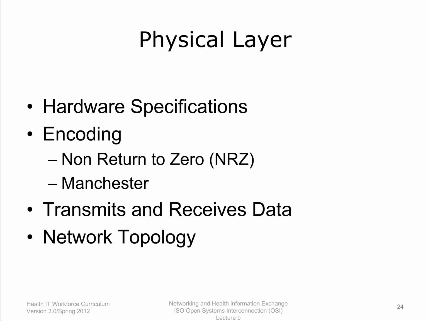This is the process of taking the data, zeros and ones, and turning it into an electrical, optical, or wireless signal that is transmitted over the media. Popular encoding methods are non-return to zero and Manchester. Topologies are how network devices are connected to each other. Part of the topology involves the type of media that is used, so the physical layer is concerned with this.